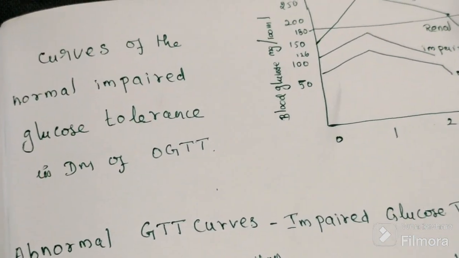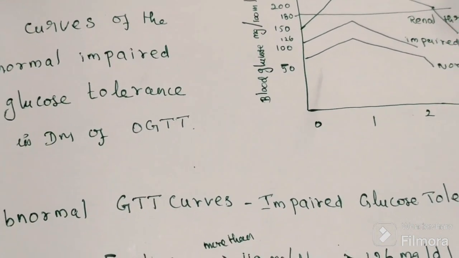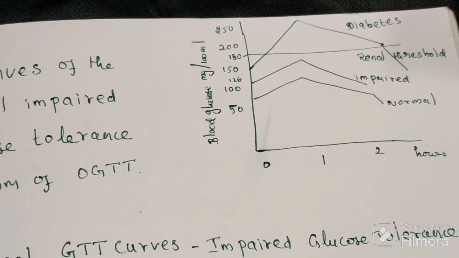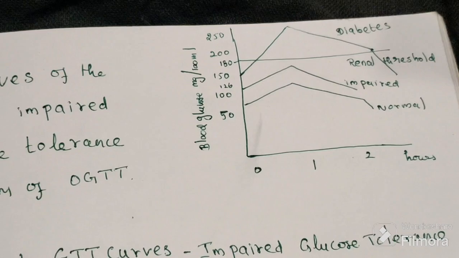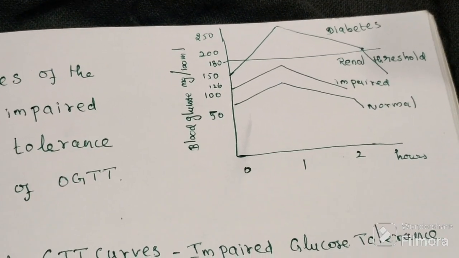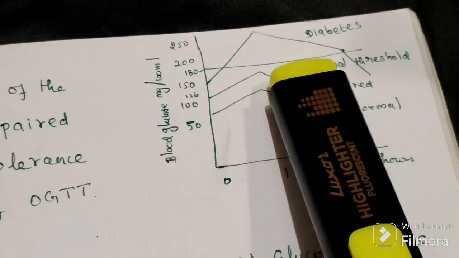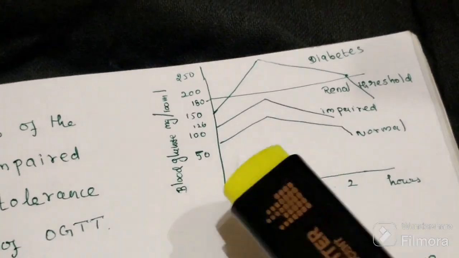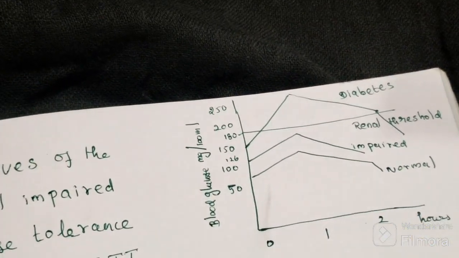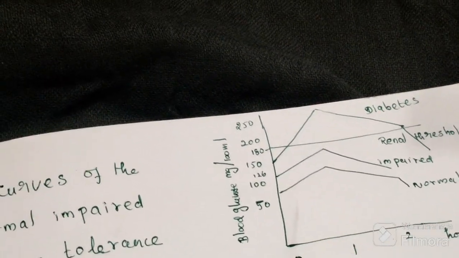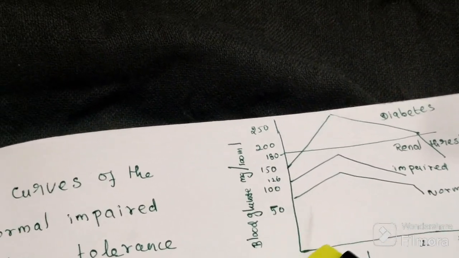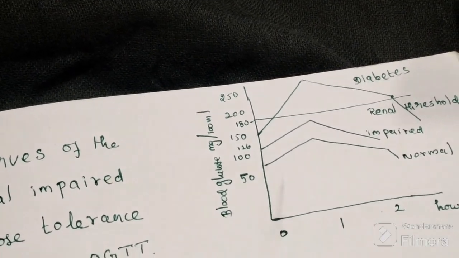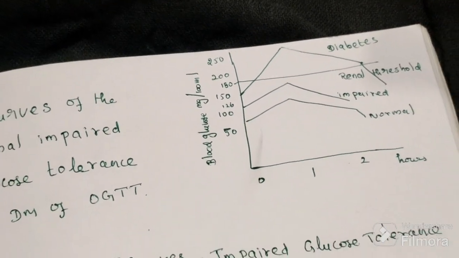Then these graphs show the curves of normal, impaired glucose tolerance, and diabetes mellitus in the oral glucose tolerance test. The renal threshold is 180. In a normal person, venous glucose is 70 to 110 mg; post glucose load, after 2 hours, 110 to 140 mg; random 70 to 140.